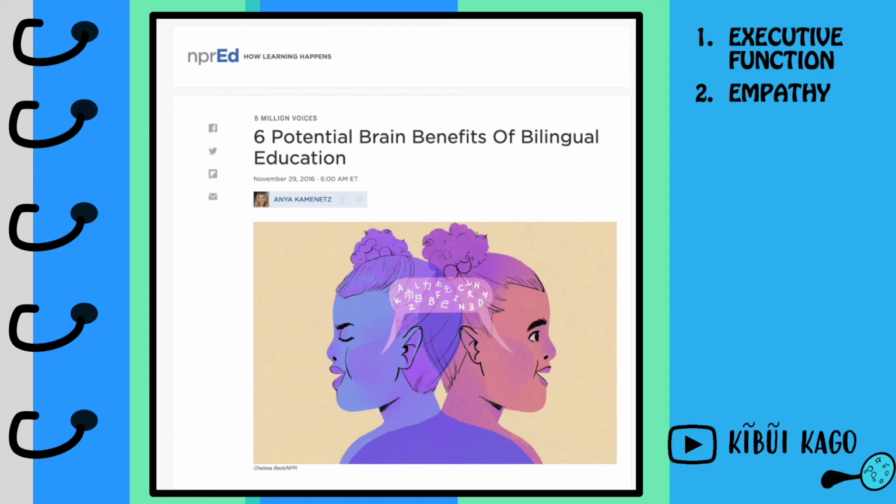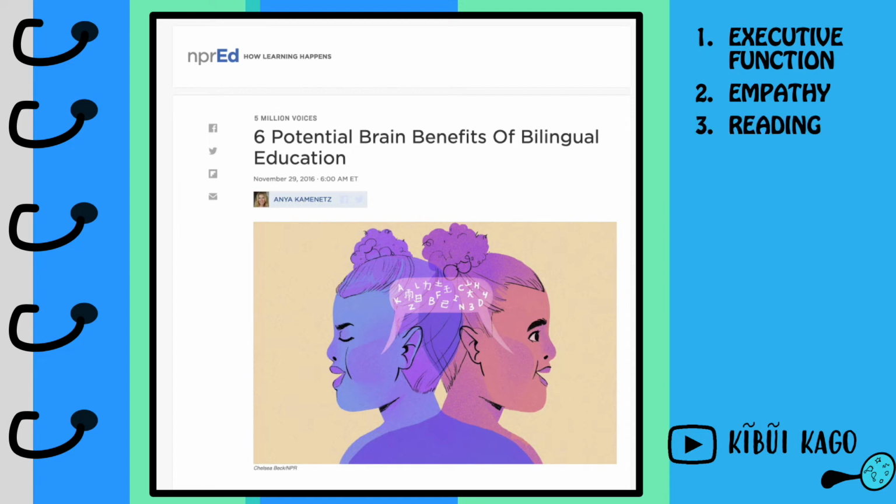So theory of mind is a social cognitive skill which involves the ability to think about mental states, both yours and those of others. And so apparently bilingual children are able to do this better and therefore able to possibly be more empathetic.